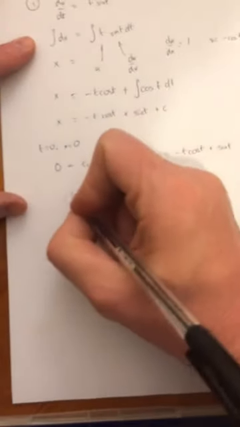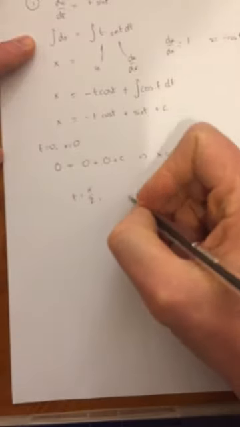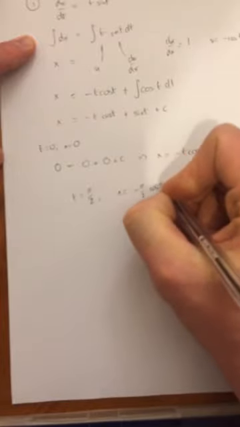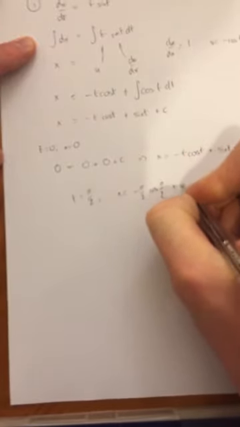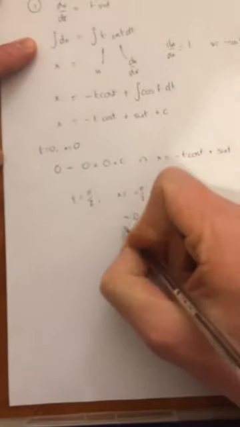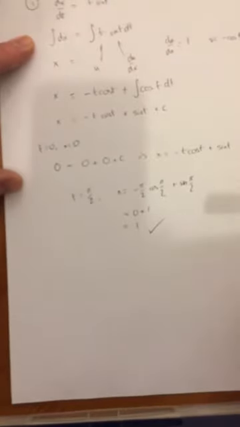Okay, so t equals pi over 2. Then x equals minus pi over 2 cos pi over 2 plus sine pi over 2, which is 0 plus 1, which is 1, which is what it asked us to do. Nice one. Okay, so that's question 1.